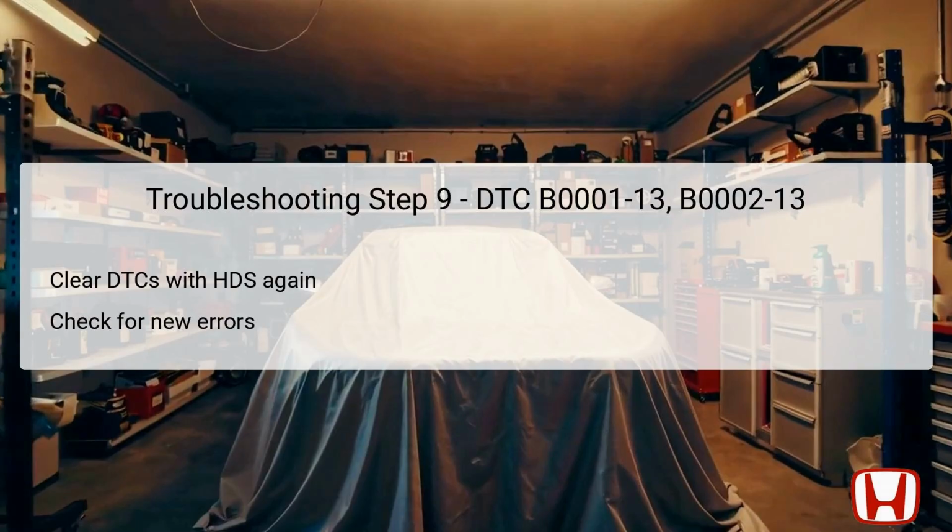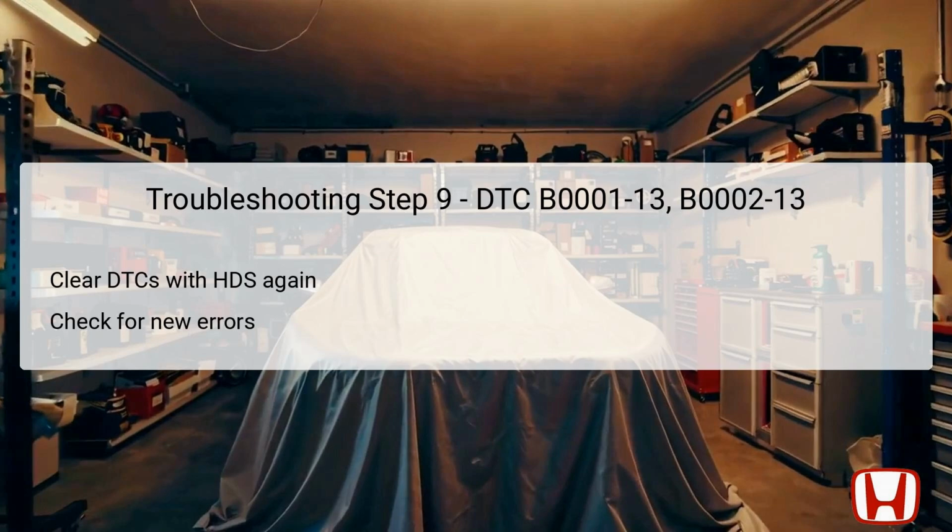In the final step of this comprehensive troubleshooting process, you will again clear any Diagnostic Trouble Codes, DTCs, using the Honda Diagnostic System, HDS. This second clear is essential after reconnecting the battery and simulating the airbag inflator's conditions. Following this clearing, it is crucial to monitor the system for new or returning trouble codes that may appear. Detecting immediate codes following this process can help ascertain whether the issue is resolved or if further investigation is needed.